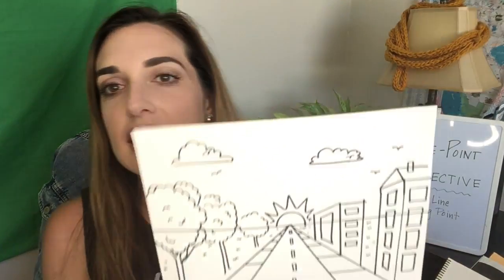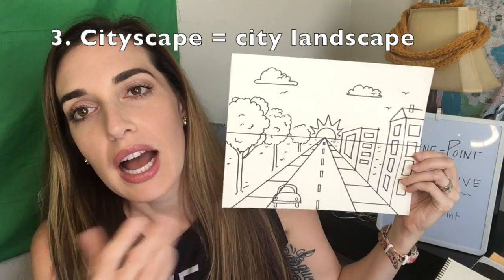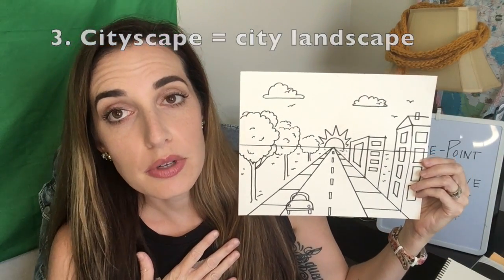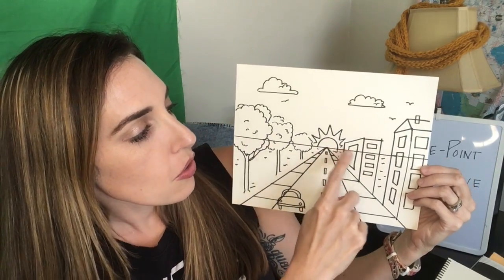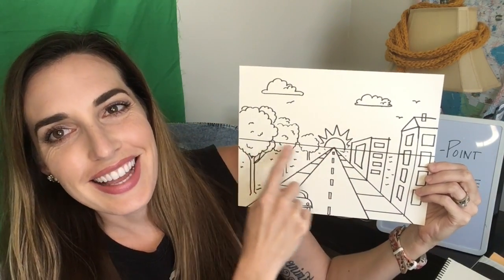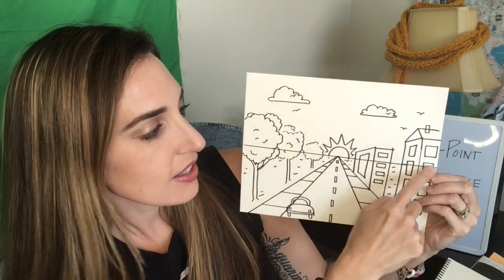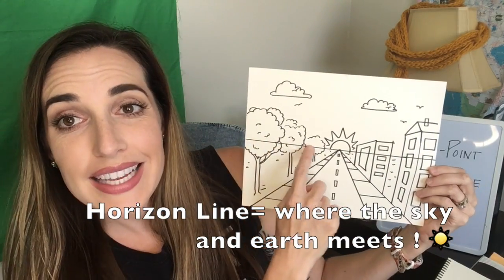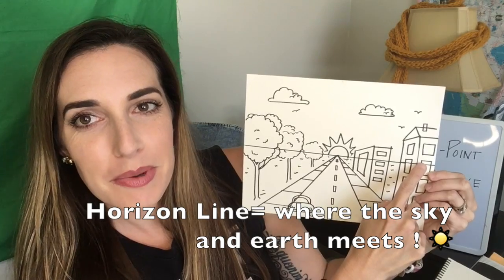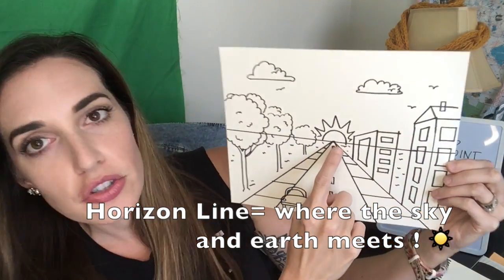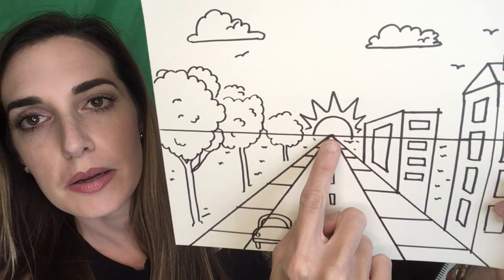Our third and most challenging drawing today is going to be a cityscape. Now, I drew this in marker so that you guys could see it very well. Pencil is difficult to see. So you would erase this line. This line right here is going to be your horizon line. We're going to learn about that today. And then your vanishing point is going to be right up here.